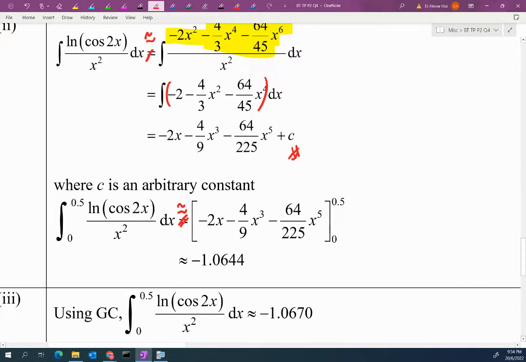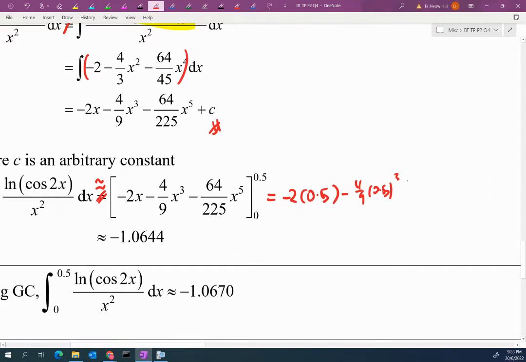The antiderivative of ln cosine 2x over x squared dx, integrating from 0 to 0.5. So this will then be equivalent to -2 times 0.5, minus 4 over 9 times 0.5 cubed, minus 64 over 225 times 0.5 to the power 5, minus 0. Because all terms contain 0, you will obtain negative 1.0644 to 4 decimal places.